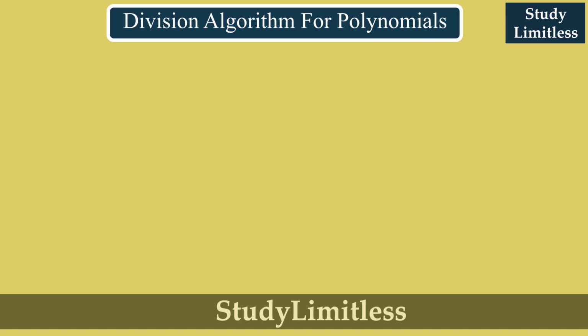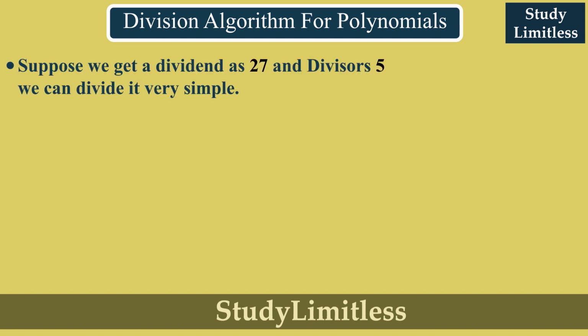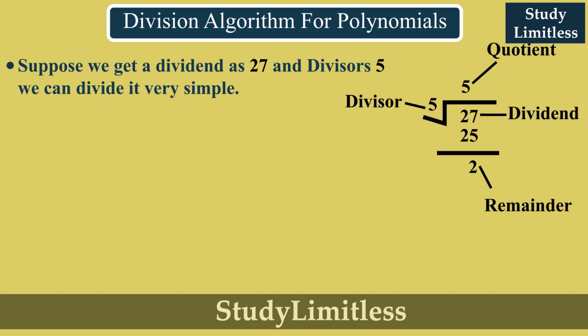Division algorithm for polynomials. In previous classes we have learned the division method. Now let us take one of the division methods and try to understand it. Where we have dividend 27 and divisor 5, we can divide very simply. So we get 5 as the quotient and 2 as the remainder.